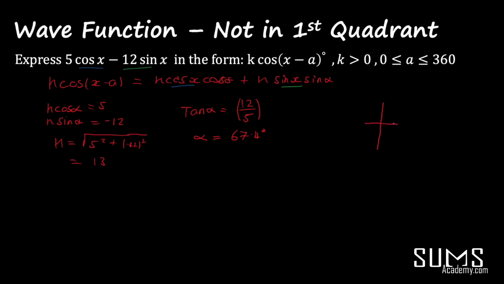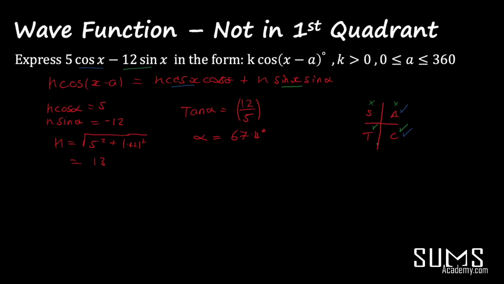Now we need to think about a CAST diagram. This is really important. Okay, so I'm going to use the colors again. So for cos, cos here is positive 5. It's going to be positive there and positive there. But sine is a negative, right? So it's not going to be positive there, and it's not going to be positive there. So it's going to have to be positive here and here. So that means that we're going to be in our fourth quadrant.